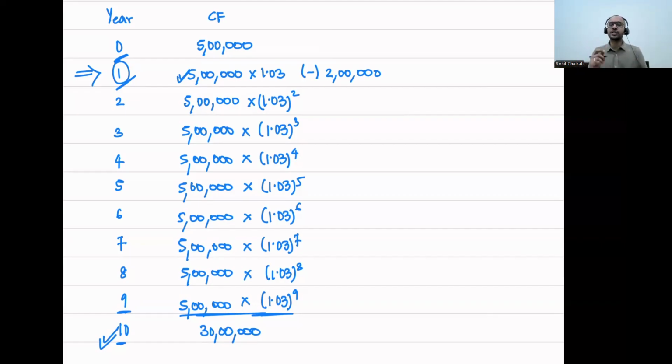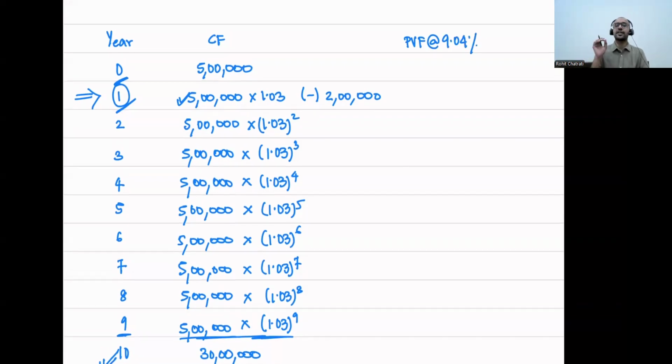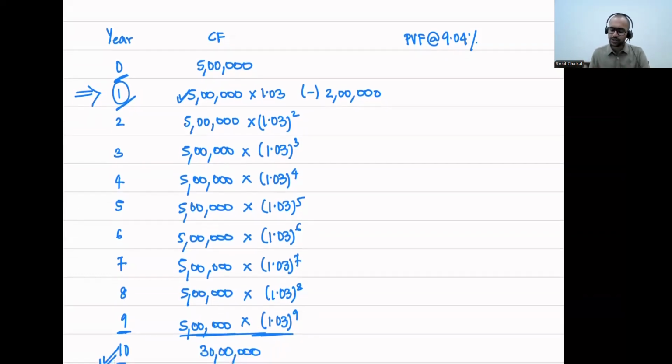5 lakh into 1.03 is a cash outflow. 2 lakhs is an inflow for EFG, and therefore I'm reducing it. Now we are going to discount all these cash flows at 9.04 percent, because this is the interest rate implicit in the lease. The question gave 9.04 percent as the interest rate implicit in the lease, and that is going to be used as the discount rate to calculate the discounted cash flow. What we arrive at as the discounted cash flow will be equal to the present value of the future payments, which is the amount of ROU asset and lease liability that we will be recognizing.